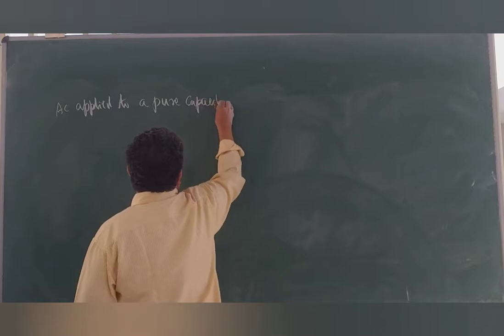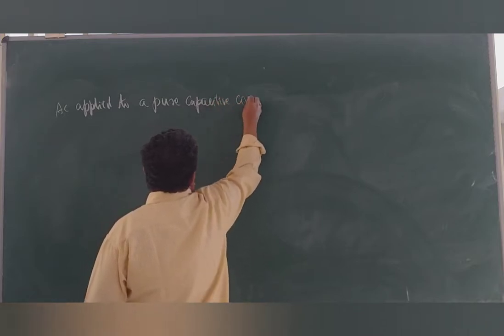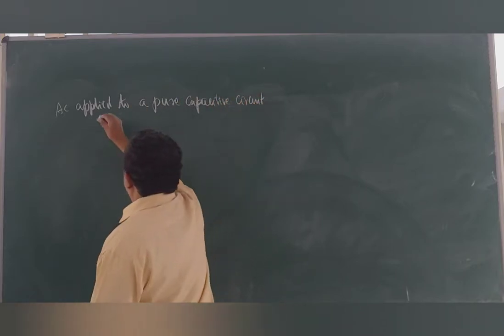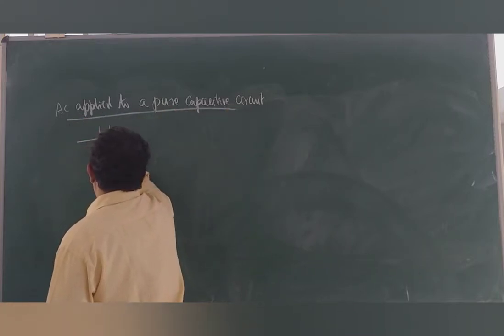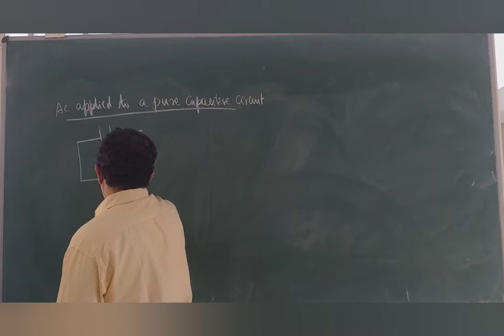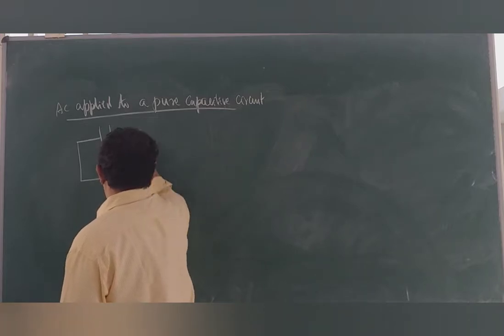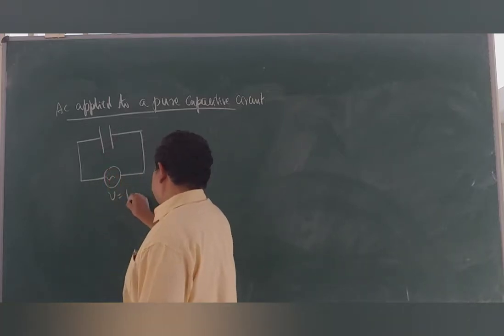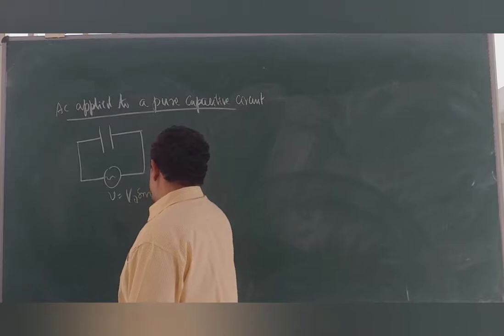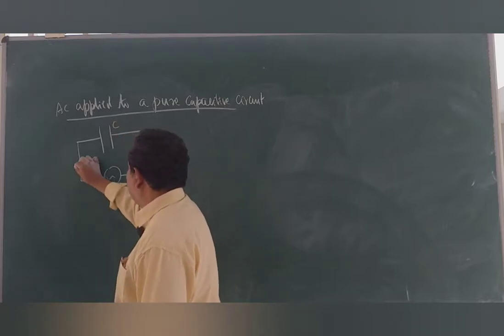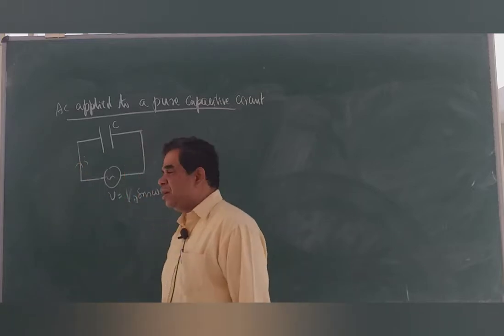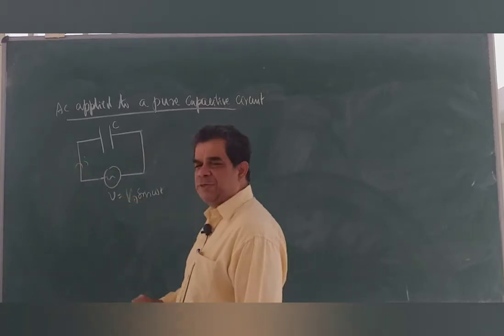Pure capacitive circuit. So here also we prove the expression for current by assuming the voltage. Say this is the voltage V equals V naught sin omega t, and this is the capacitance. At any instant current I is passing. Now we want to get the expression for current.